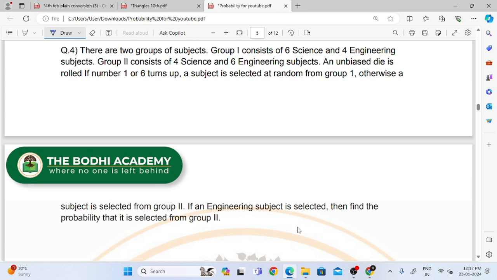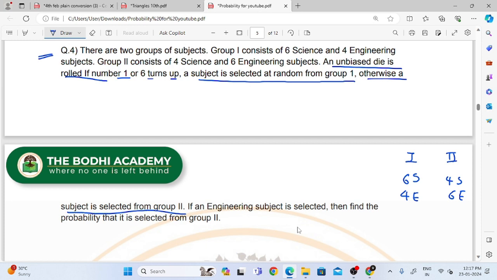Okay, this is question number 4, and this question I have taken from your recent prelim question paper. So there are two groups of subjects, group 1 and group 2. Group 1 consists of 6 science and 4 engineering subjects. Group 2 consists of 4 science and 6 engineering subjects. An unbiased die is rolled. If number 1 or 6 turns up, a subject is selected at random from group 1. Okay, otherwise a subject is selected from group 2.